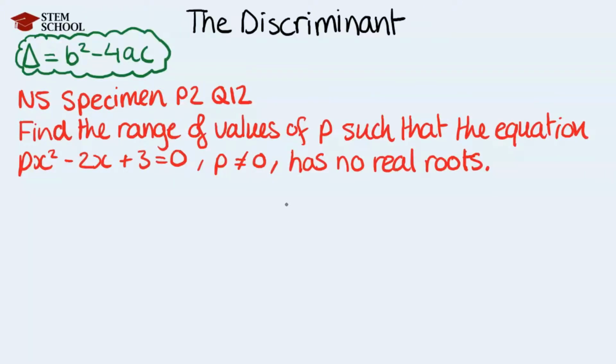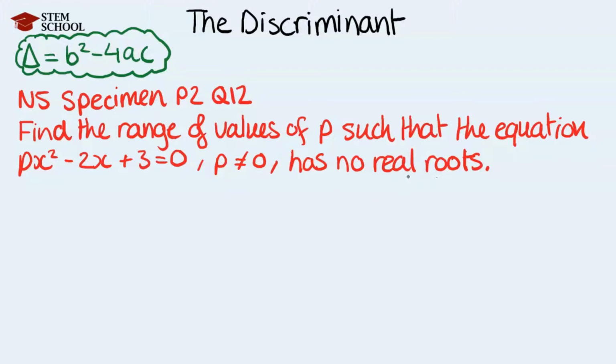Now this is the last type of question you can get about the discriminant. It's a tad more complex than the examples that we just completed, but I'll explain the process that you need to follow to tackle this, alright? So this question is saying find the range of values of p such that the quadratic equation px squared minus 2x plus 3 is equal to 0, where p does not equal 0, has no real roots. Right, so it's a tad more things that we have to take into consideration here. So what we have here is the scenario no real roots, right?